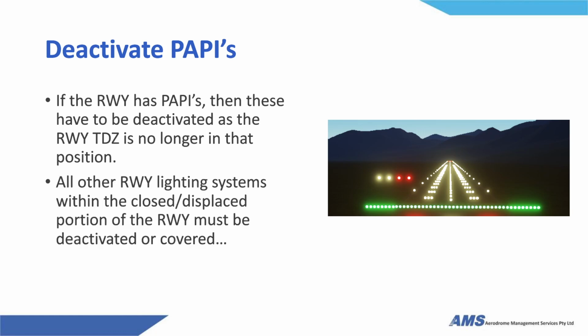All other runway lighting systems within the closed or displaced portion of the runway must also be deactivated or covered. This can include the runway threshold lights, runway edge lights, runway centerline lights, and touchdown zone lights.